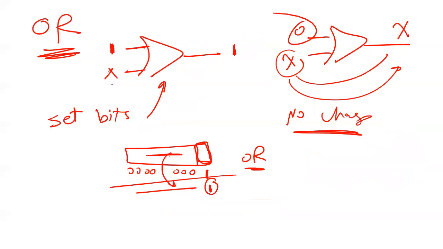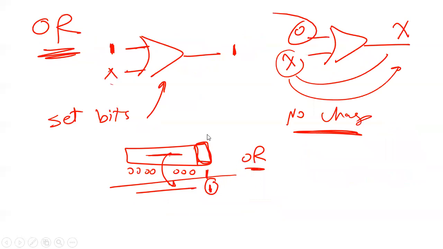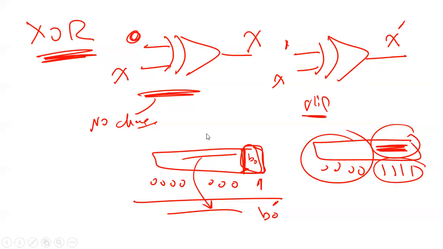But OR is different, right? For OR, if you don't want to change, you put 0. If you want to set, you have to put 1. And for AND, if you want to clear, you have to put 0. If you don't want to change, you put 1. The conclusion is that I'm going to teach three logic operations: AND, OR, XOR. Is that okay? How is it useful?